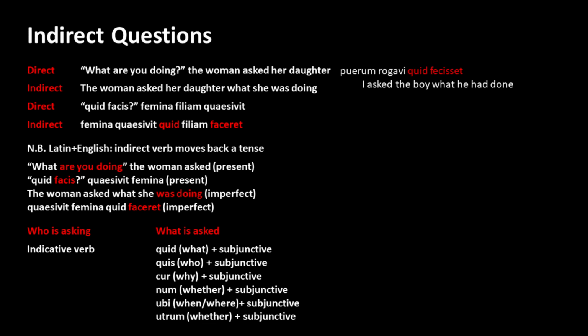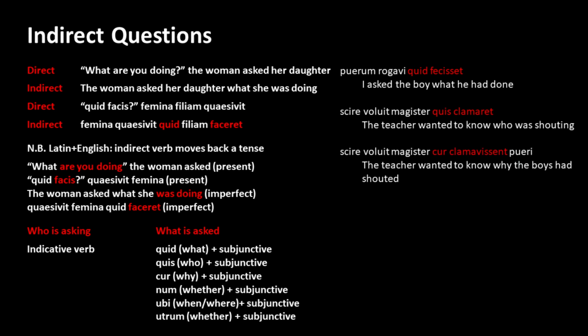Puerum rogavi quid fecisset. I asked the boy what he had done. I could say something about that particular use of the pluperfect. It's a nice illustration of the sequence of tenses, but once again, the rule is the same in English, and so I'll leave it standing. Scire voluit magister quis clamaret. The teacher wanted to know who was shouting. I feel obliged to give some commentary on that one, but I can't think of any commentary that I haven't already supplied. Scire voluit magister, cur clamavissent pueri. The teacher wanted to know why the boys had shouted.